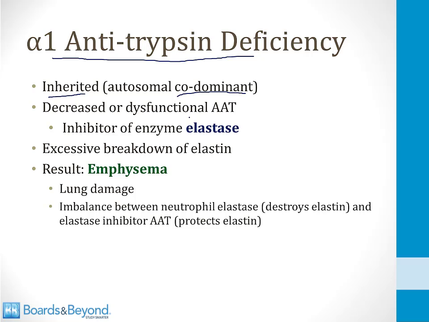It's caused by decreased or dysfunctional alpha-1 antitrypsin protein, and this is an important protein for inhibiting the enzyme elastase. Elastase can break down elastin, so when you're missing alpha-1 antitrypsin, there is excessive elastase activity, and that leads to excessive breakdown of elastin. And one of the key features is emphysema. Remember I told you before that elastin is found in the lungs. So patients with this disorder have lung damage just like smokers do, but they usually get it at a younger age, and they can even get it if they are non-smokers. And this is because there's an imbalance between elastase found in neutrophils, which destroys elastin, and the elastase inhibitor alpha-1 antitrypsin, which is supposed to protect elastin.